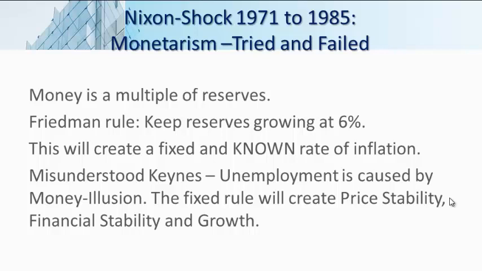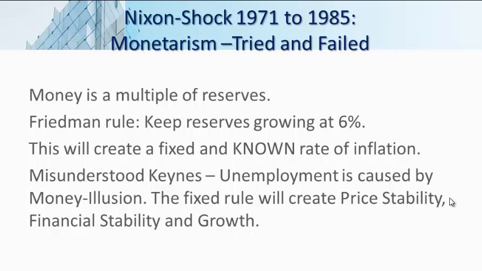So the Friedman rule was that since money is a multiple of reserves, if you just keep the reserves growing at a fixed amount, then first of all, you need to make sure that money grows at least at the rate of growth of the economy. Technically, if the economy is growing at 3% and you grow the money supply at 3%, then you have zero inflation and exactly enough money for the needs of the economy. So that would be perfect.